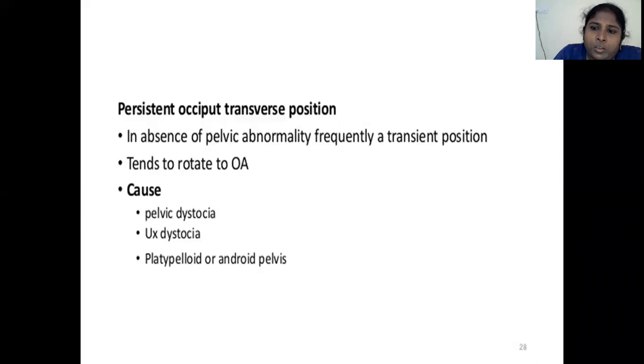Occipito-posterior position. Occipito-posterior deliveries are more common with anthropoid pelvis. This is a PG entrance bit. Occipito-posterior for anthropoid pelvis. Deep transverse arrest for android pelvis.